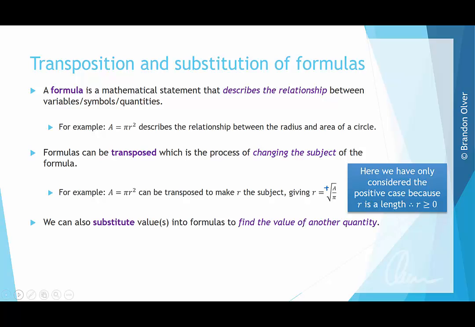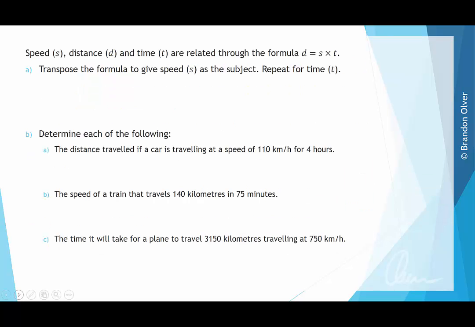We can also substitute values into formulas to find the value of another quantity. So an example here is if we have a circle with a radius of 3 centimeters, we have R equals 3, so we substitute that into pi r squared and we get that it is equal to 9 pi centimeters squared for the area. Speed, distance, and time are related through the formula D is equal to S times T.